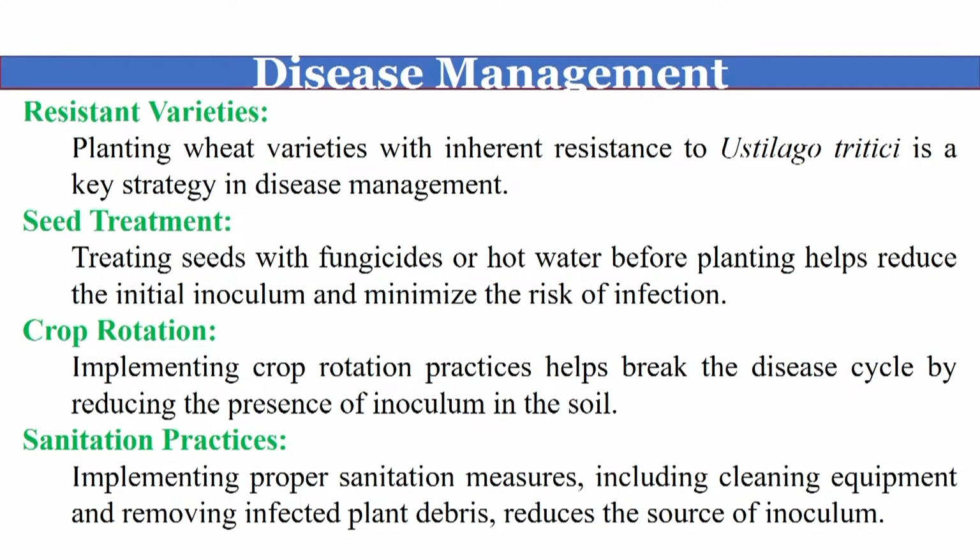And from the management point of view, you can plant wheat varieties that are resistant to Ustilago tritici, and seed treatment with fungicide also minimizes the risk of infection. It is also advised to implement crop rotation practices that help break the disease cycle by reducing the presence of inoculum in the soil, and to implement proper sanitation measures, including cleaning equipment and removing infected plant debris, which reduce the source of inoculum.